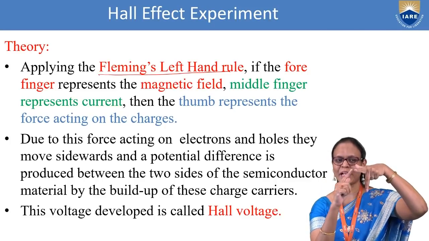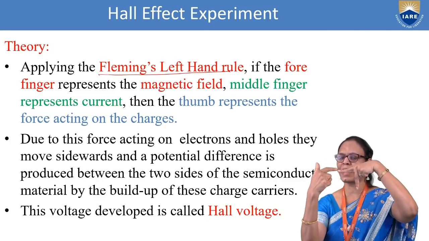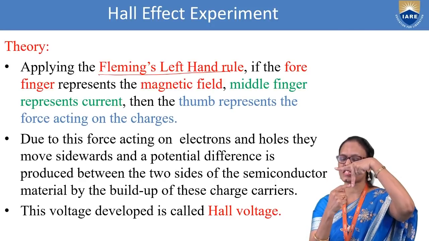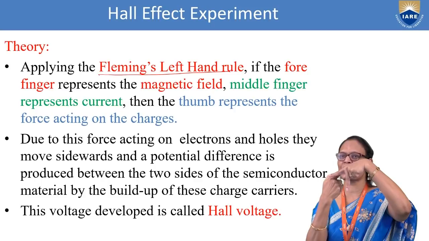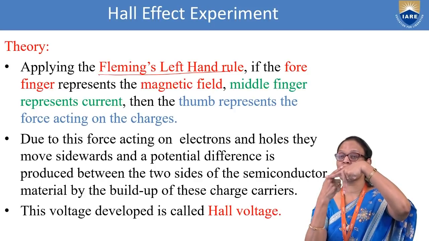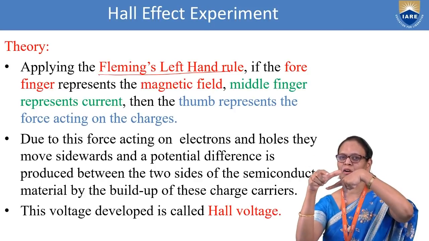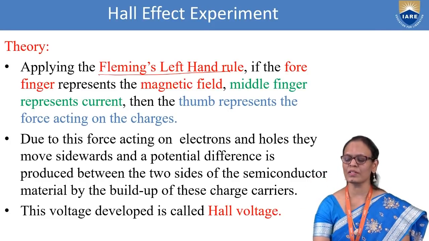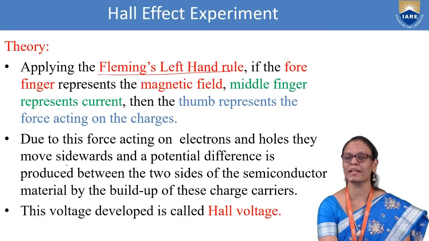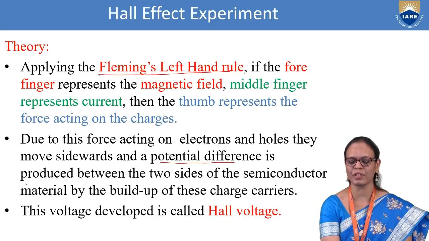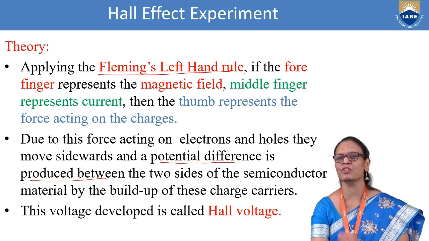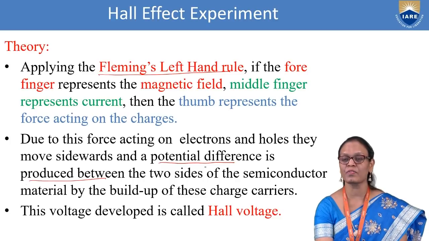So now we have a magnetic field which is between the two magnets. We have kept this specimen in which the current is flowing in this direction. So the charges will experience a force in this direction. So the charges will get separated along the width. Due to this force, what is happening? The electrons and the holes move sidewards. When they move sidewards, what happens? A potential difference is produced. Because of the separation of these charges, the potential difference is created between the two sides of the semiconductor.